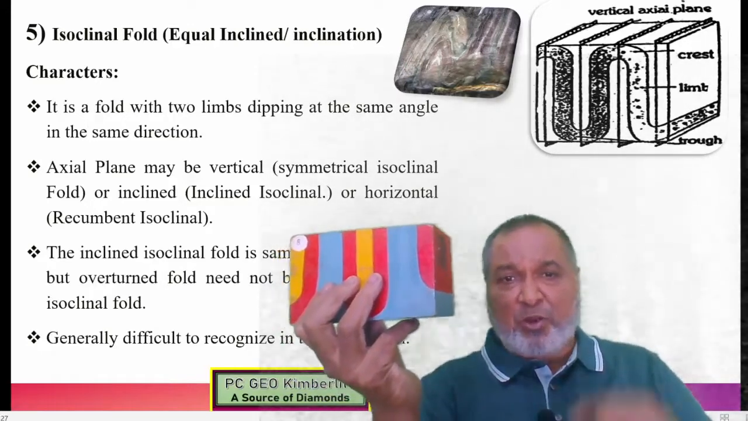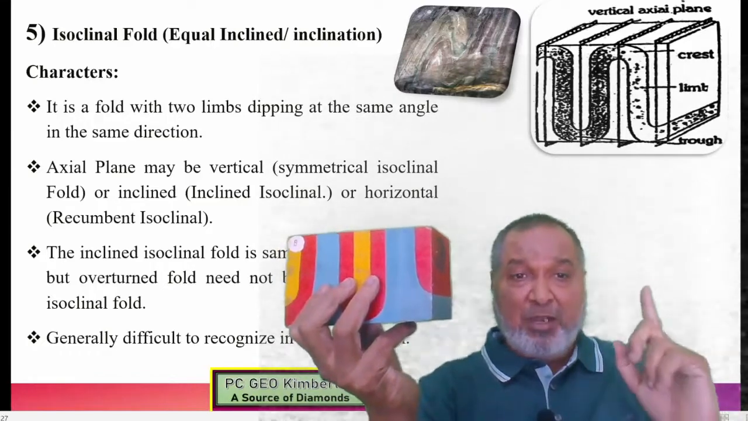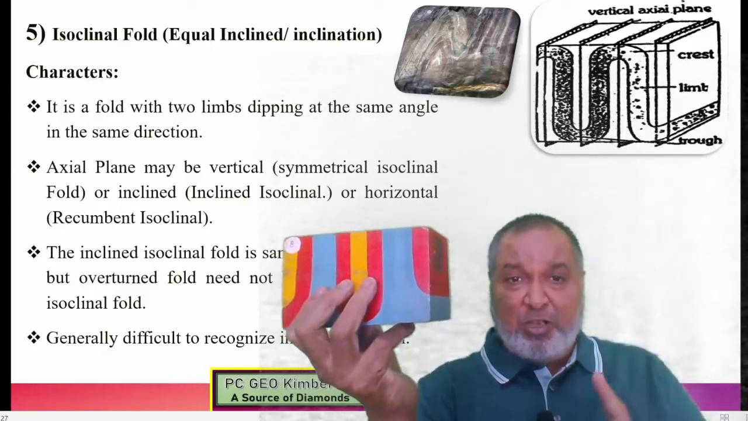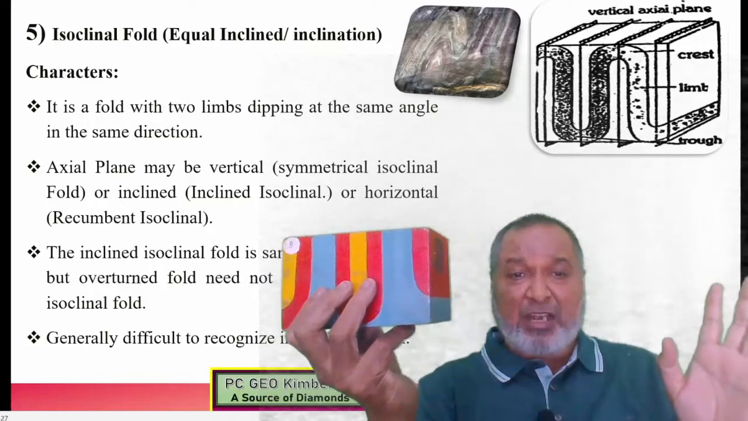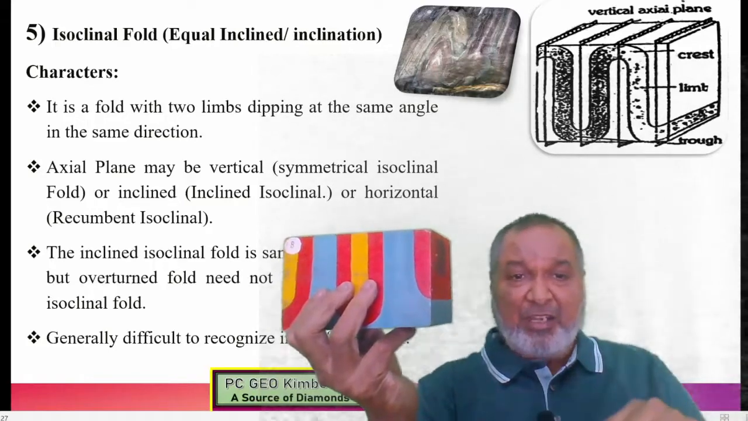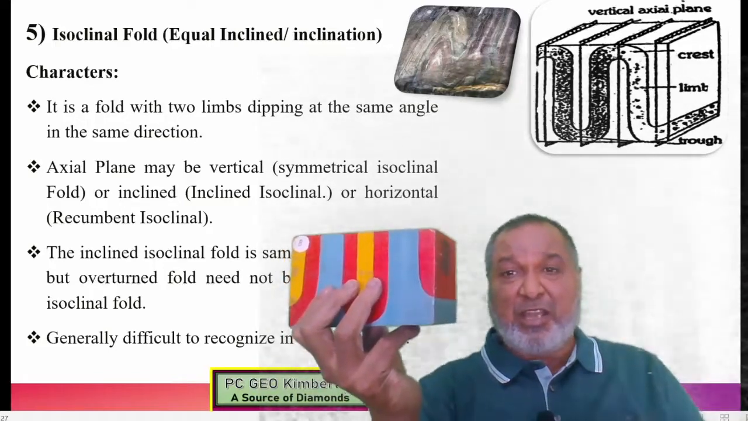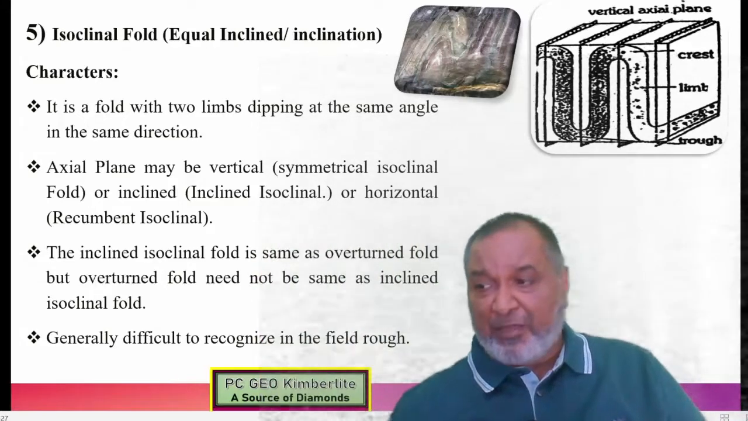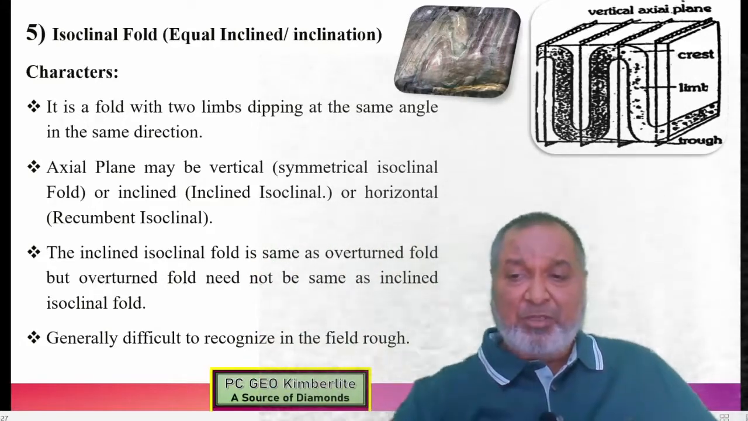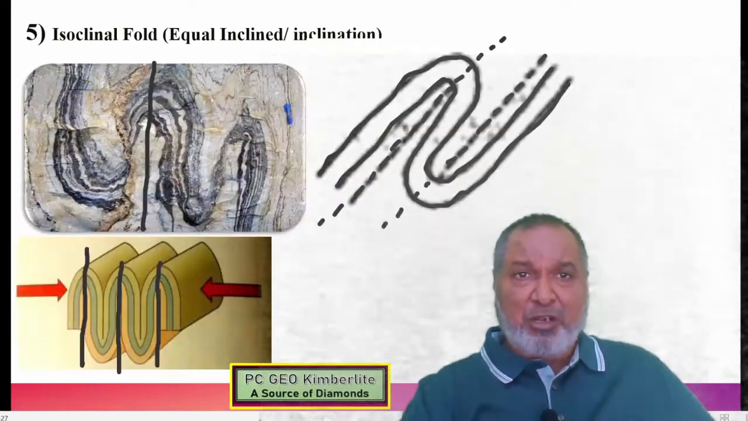The isoclinal fold is also called an overturned fold, but an overturned fold need not be the same as an inclined or isoclinal fold, and it is very difficult to recognize in the field. That is about the overturned fold and isoclinal fold.